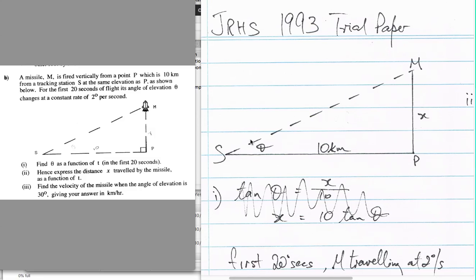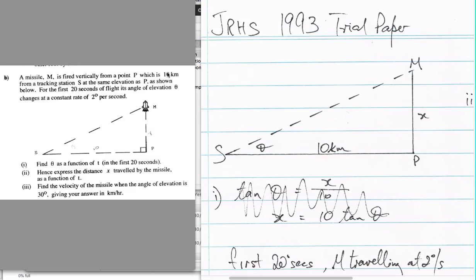Here is the solution to the James Ruse High School 1993 trial paper question 10b. Once again, if you haven't seen this question before, you should try it before you watch the remainder of this solution. There's a couple of really important things going on here, well worth looking at.